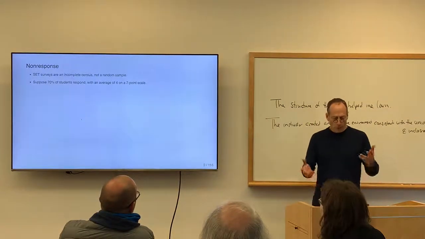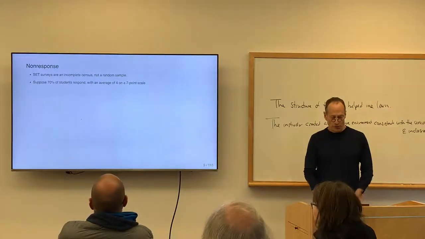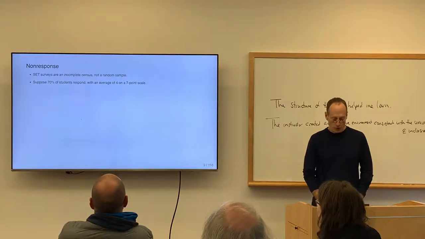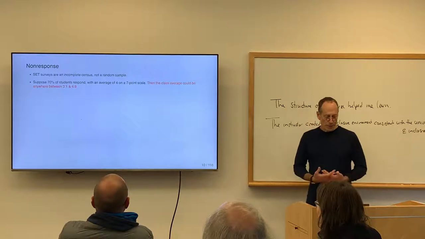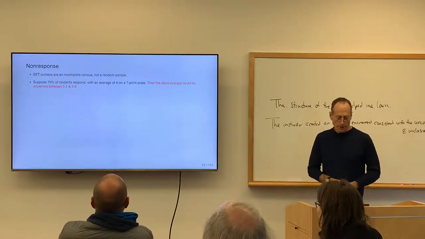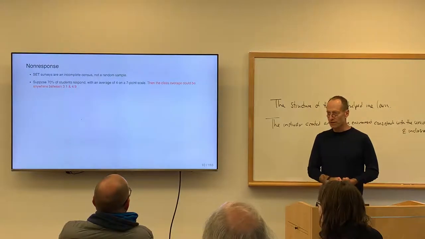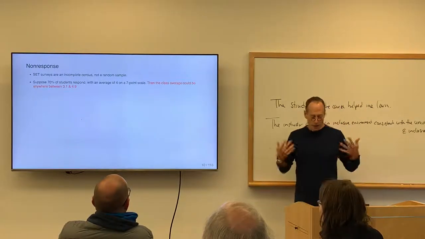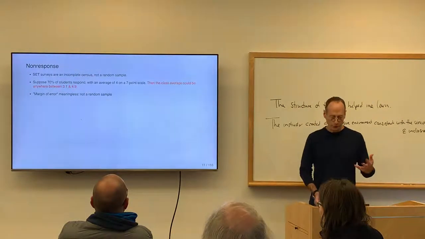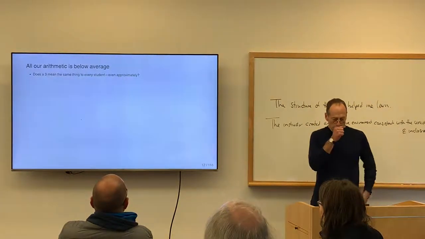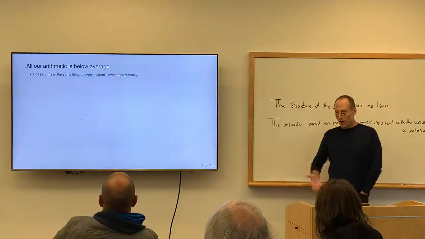But anyway, just suppose you had 70% of students responding. This, of course, gets to be more extreme the lower the response rate. So the overall average could be anywhere between a 3.1 and a 4.9 if the average of the 70% were a 4. If it were 30%, then you could put 70% of the mass on 1 or 70% of the mass on 7 and skew this even further. So the idea of calculating something like a margin of error doesn't mean anything for a sample like this because it isn't random. So what are these things that we are averaging?